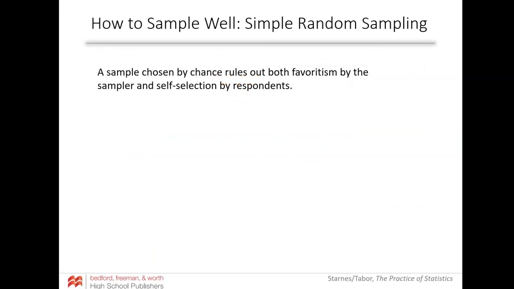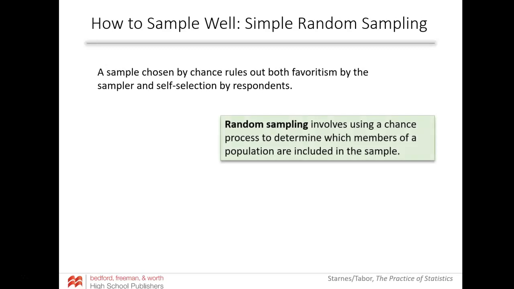So a sample chosen by chance rules out both favoritism by the sampler and self-selection by respondents. So that was the convenience sampling. It's not always a frame of favoritism, but I'm sure we can envision a way where it would look like favoritism. And also the self-selection, the voluntary response, created a big problem in the previous lesson. So if we do a sample chosen by chance, which is called a simple random sample, then we're going to get what we need. That's the idea. It's going to represent the true population.